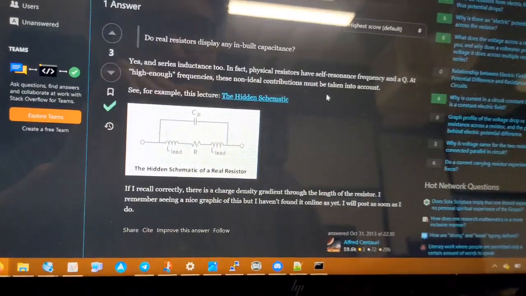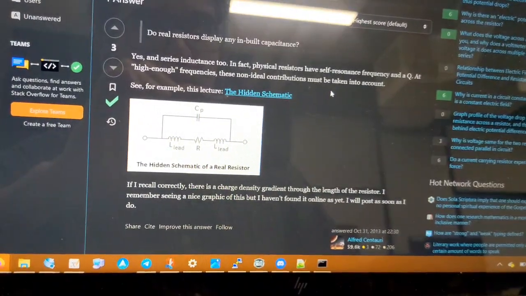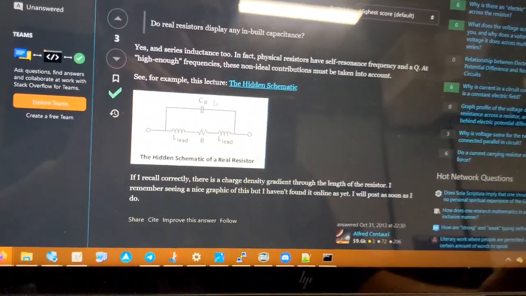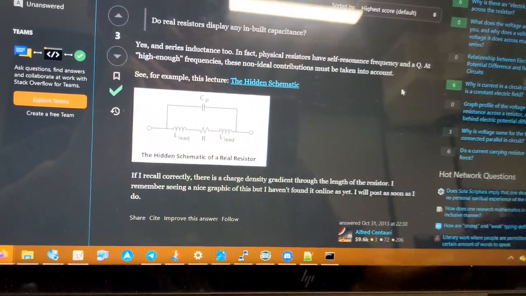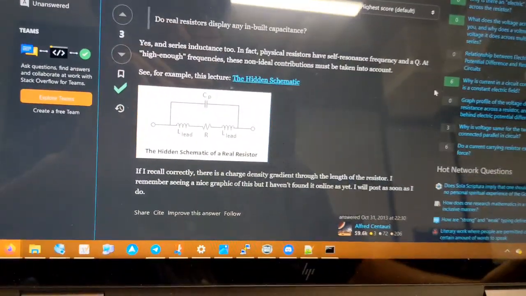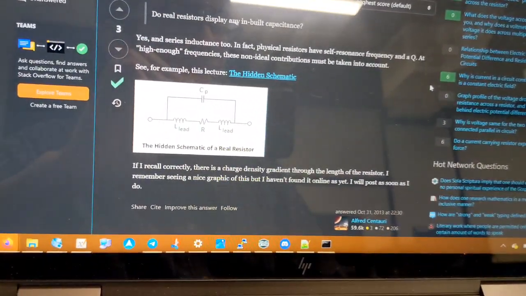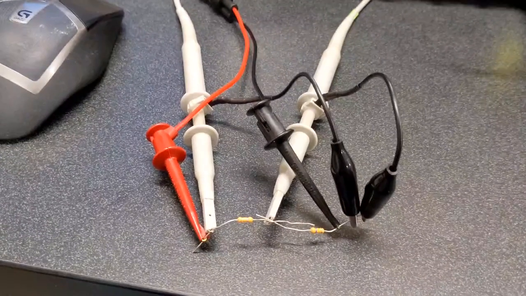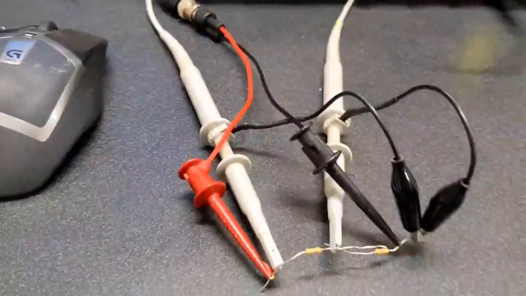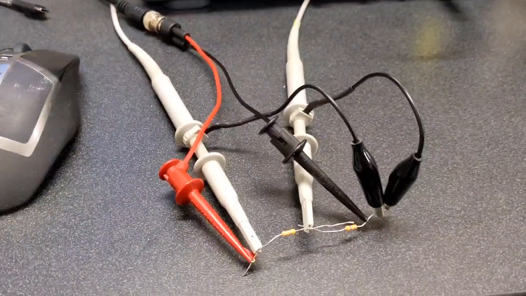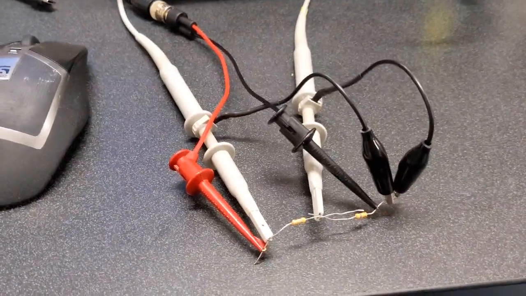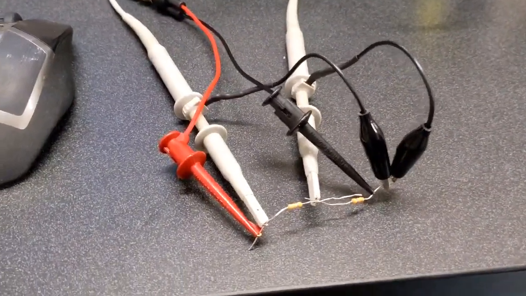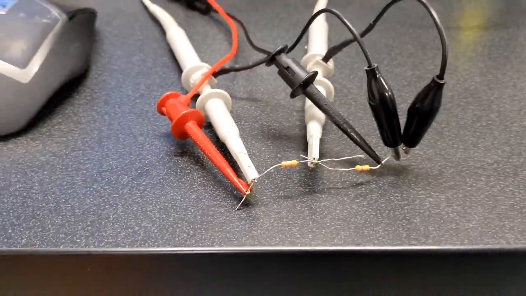Most of the time, it's not a consideration, but it does have, like it's saying here, the capacitance, the self-resonant frequency, and at high enough frequencies, it has to be taken into account. So, a very cool circuit demonstrating the, I don't know if you would say flaws, but the non-ideal characteristics of real components.